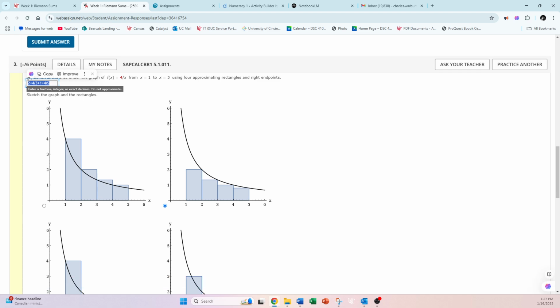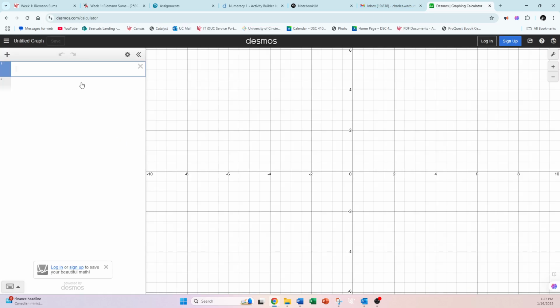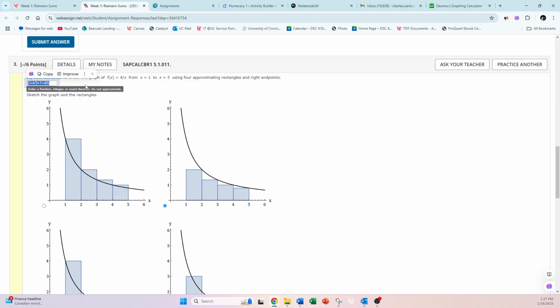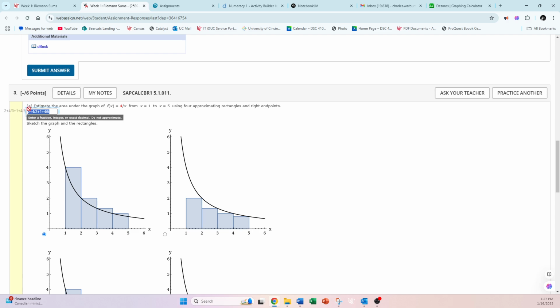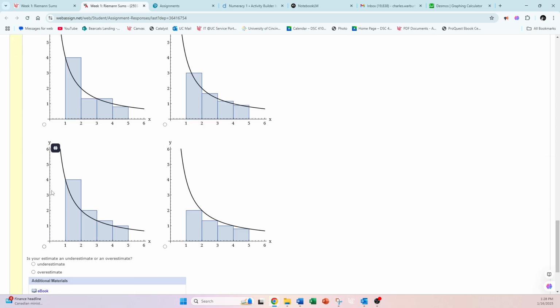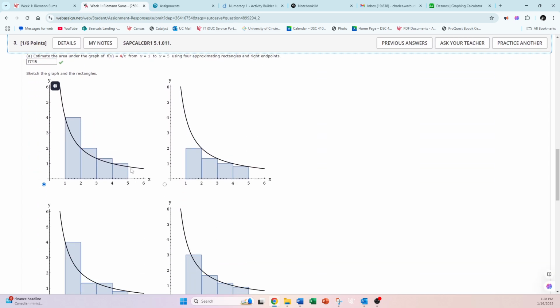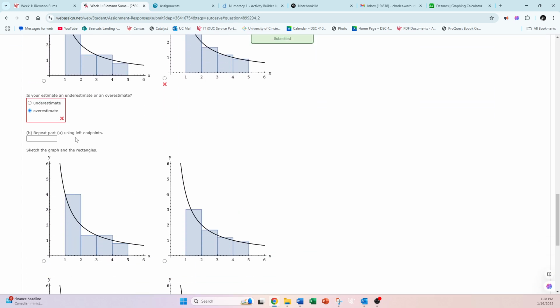Maybe I'll use Desmos to do that. Control C, and then Desmos. Control V. All right, that ends up being 77 over 15. Let's see if that's what they want. 77 over 15. Okay, that looks good. And then we do the same thing with left endpoint.